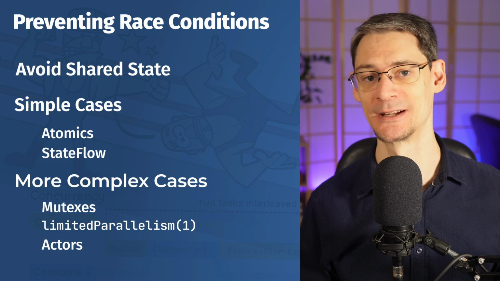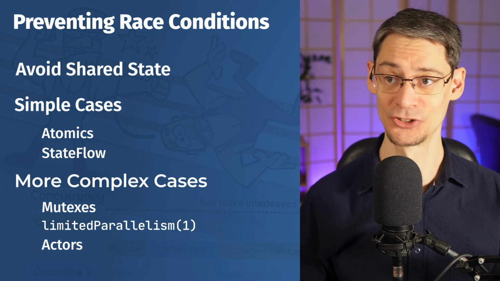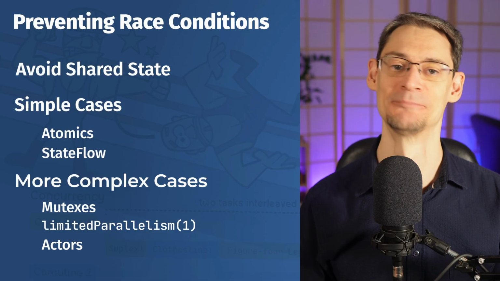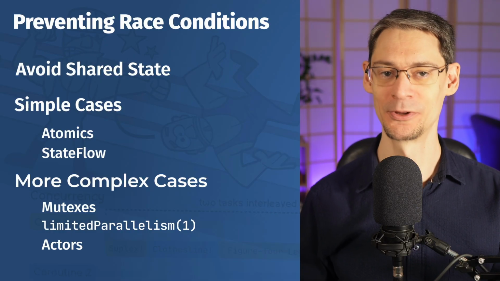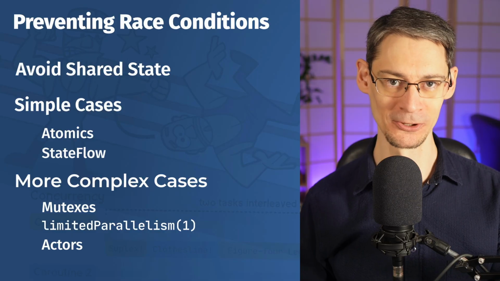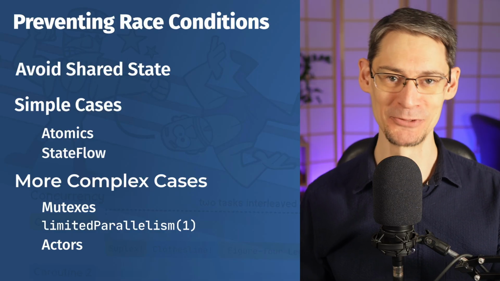So for basic types like numbers, atomics can be a great fit. If my app needs to react to state changes as they occur, StateFlow is going to be an obvious choice. For more complex updates, I'm fine with either mutexes or limited parallelism. And as I mentioned, I'm not really a big fan of actors, but some developers love them.